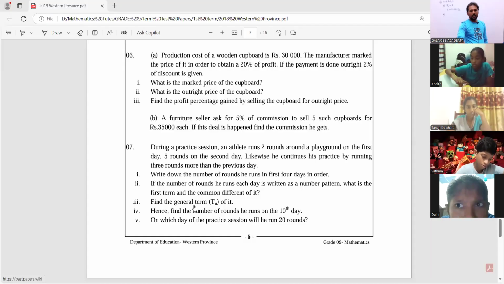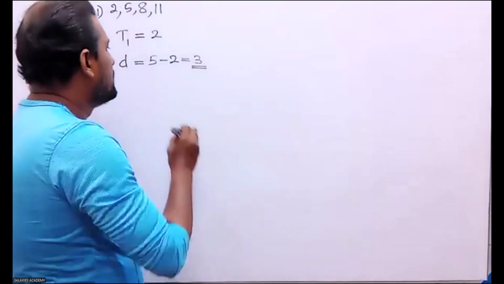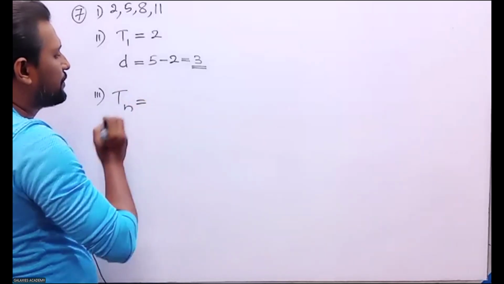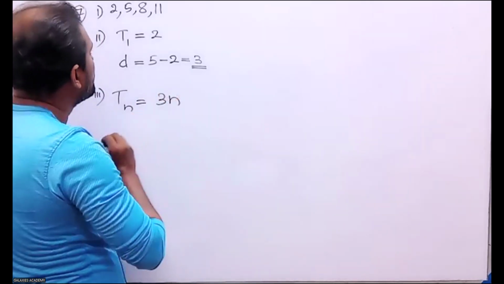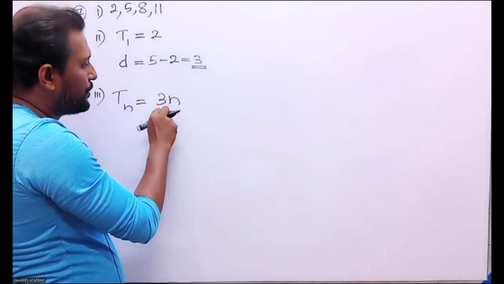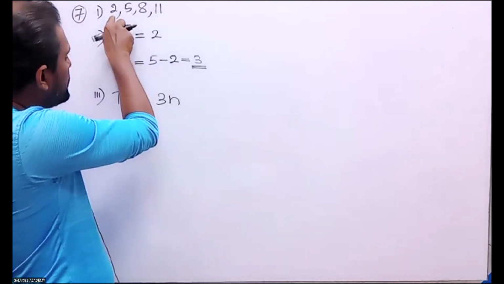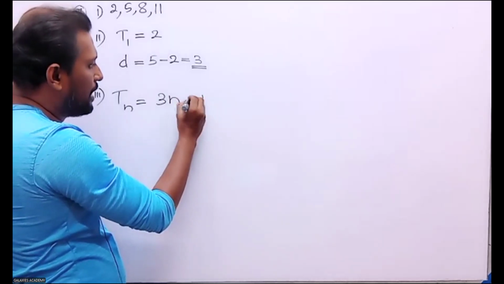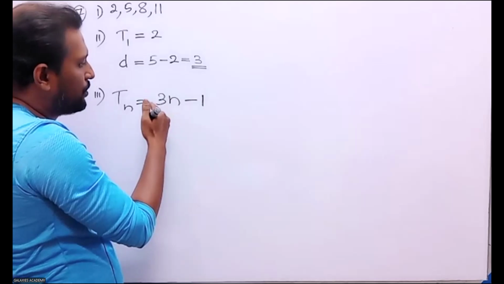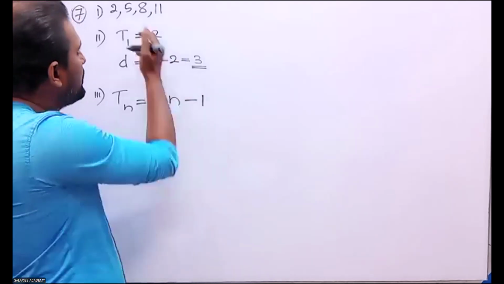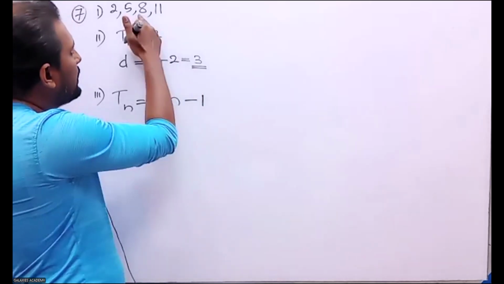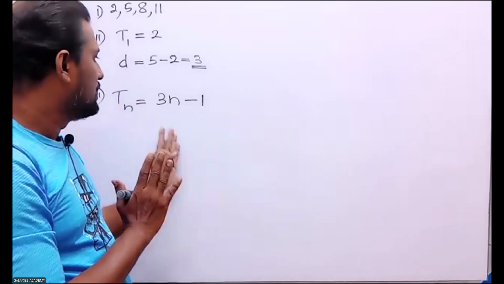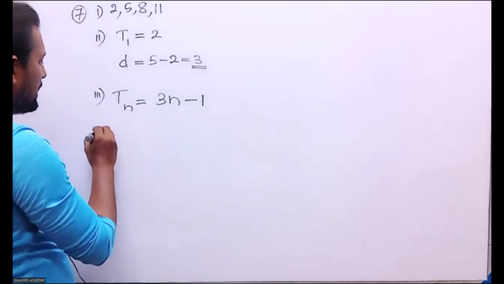Then the third part given, find the general term Tn of it. General term Tn. How can you find the general term? If the common difference is 3, first you can write 3n. Then you substitute n equal 1. 3 times 1, 3. But first term is 2. So you have to subtract 1. Then you can substitute n equal 2, 3 times 2, 6. 6 minus 1, 5. You can substitute n equal 3. 3 times 3, 9. 9 minus 1, 8. Right? So what is the general term? 3n minus 1. It is the general term.